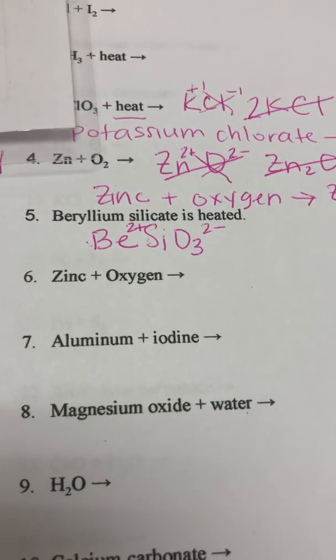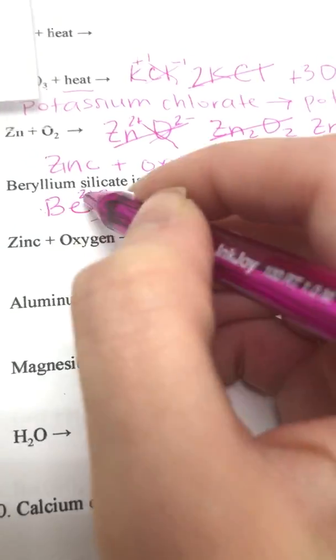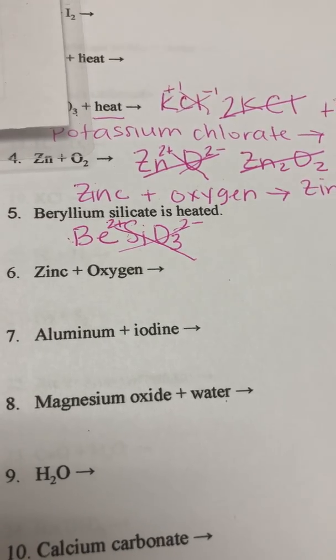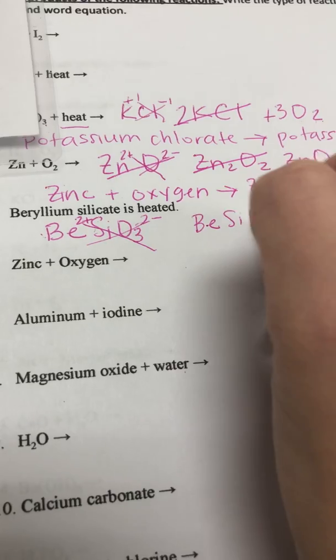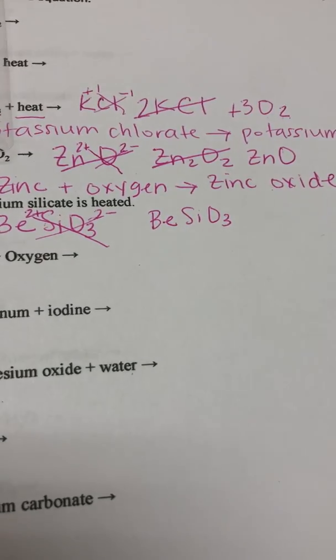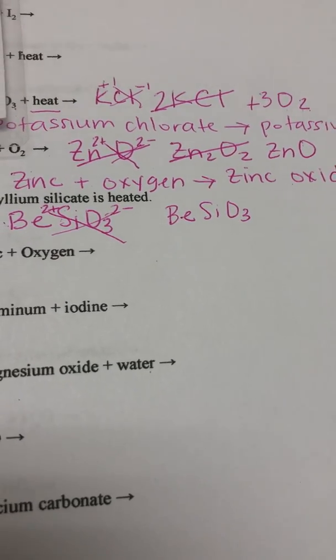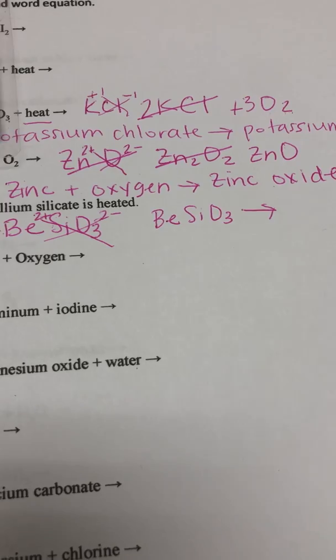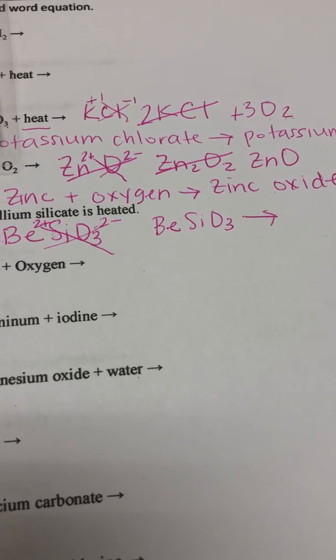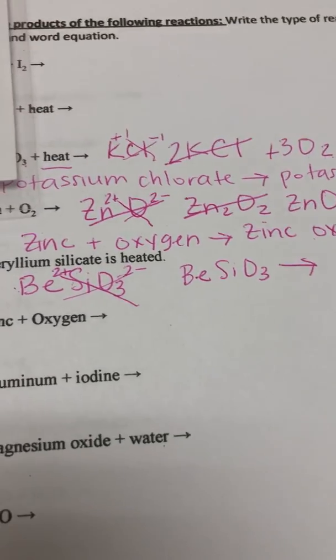So when I do my crisscross rule, I'm going to end up with 2's on the bottom, but they're going to cancel out. So I write my formula just like that. Heated is just telling me the reaction is getting started. I'm starting with one compound, so that means I'm going to have a decomposition reaction.